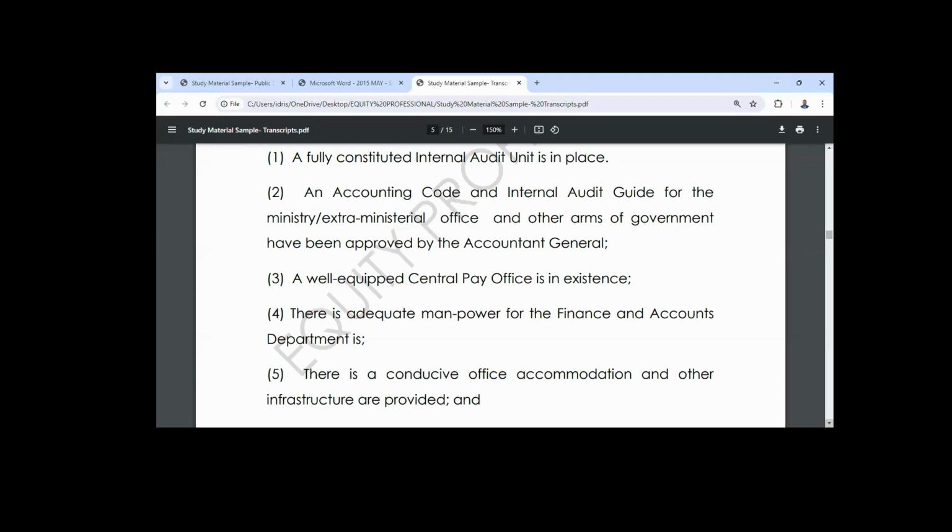They must have an adequate manpower for the finance and account departments. For a ministry to be a self-accounting unit, they must have manpower in their finance and account department. Means they must have a qualified accountant in their finance and account department.